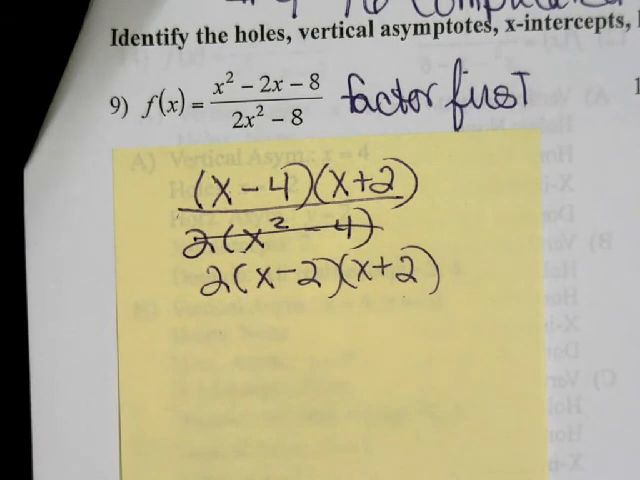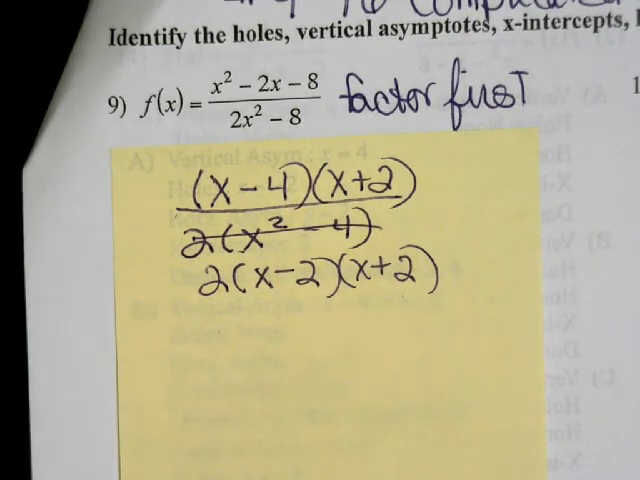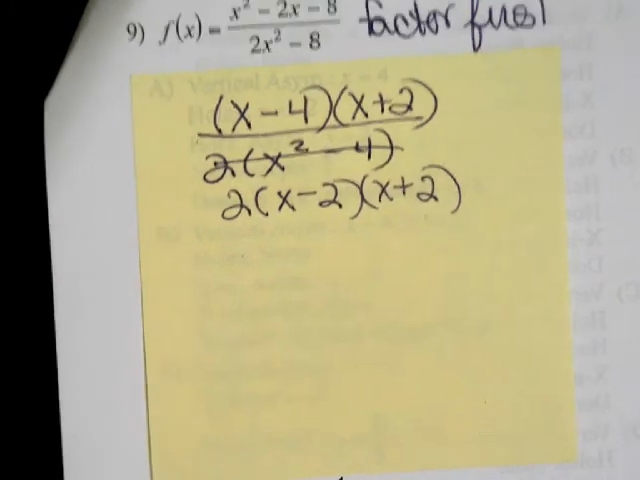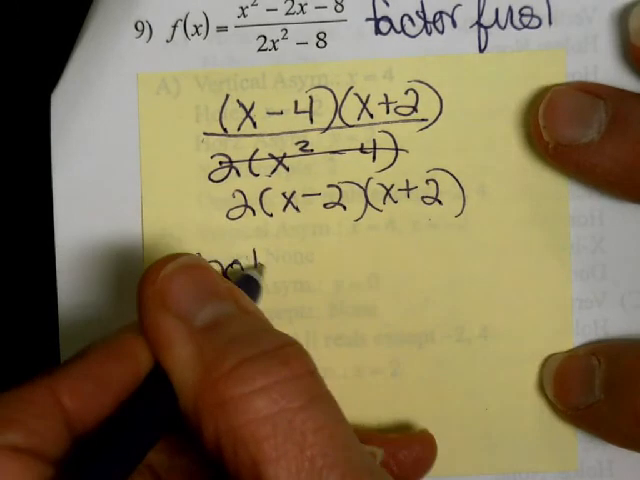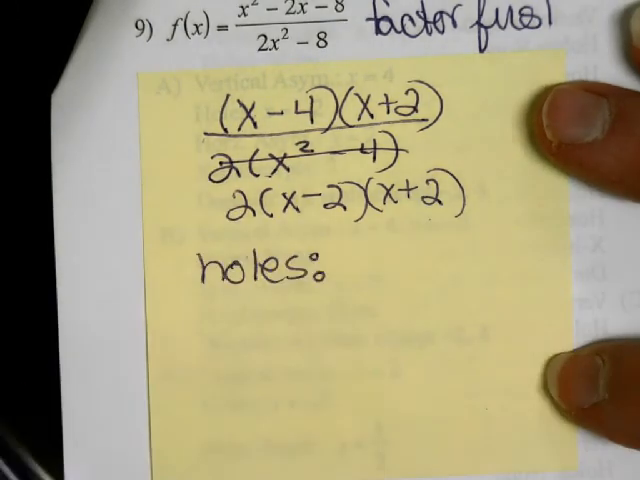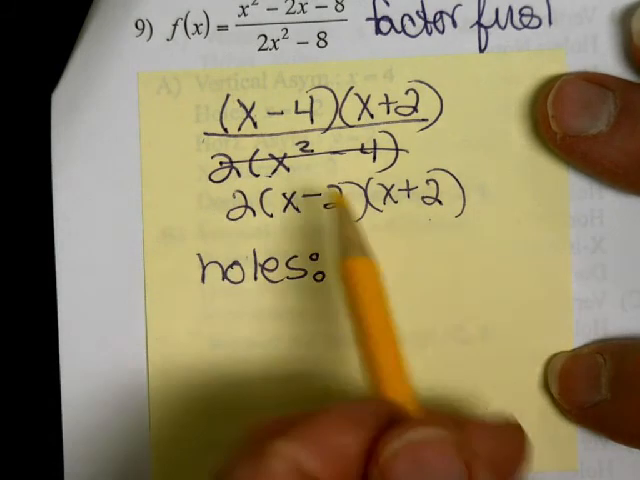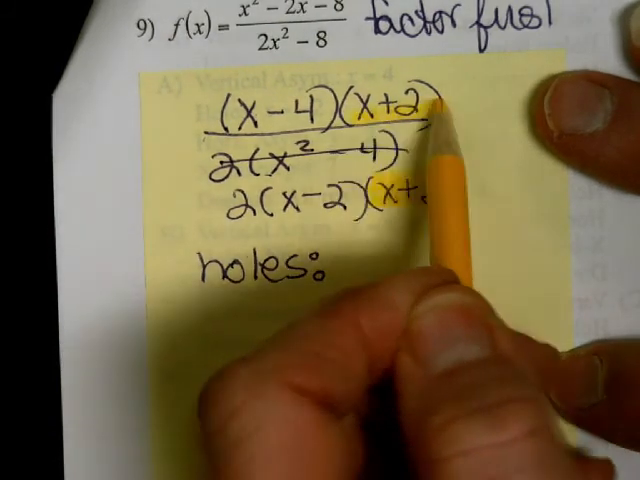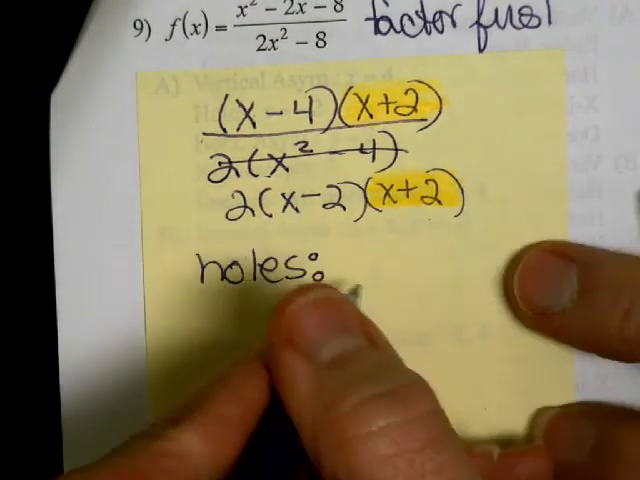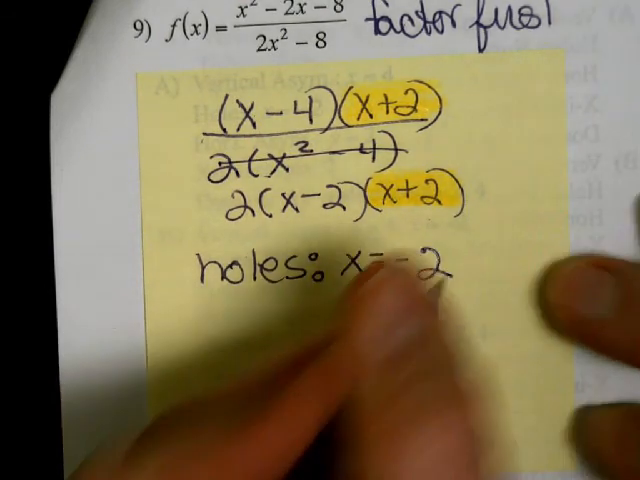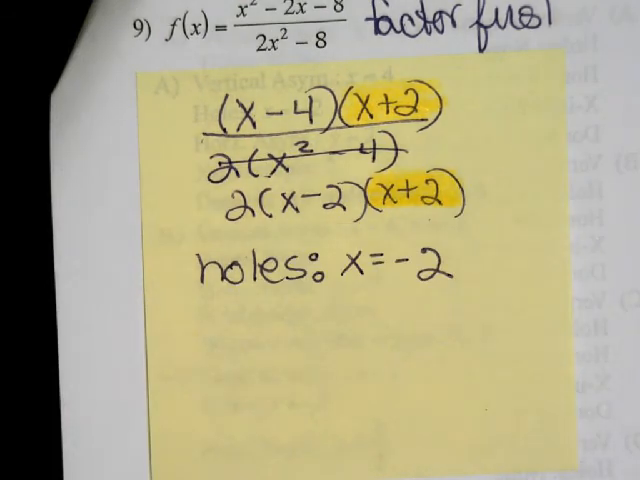Scratch that one out because I'm done with it, and then I go looking for things. Even though this isn't first on the list, I like to find the holes first because they change my thinking about the other characteristics, because if it's a hole, it's nothing else but a hole. Now the hole has the x value found as negative 2.